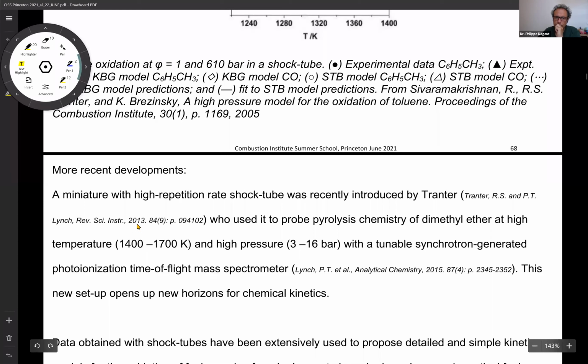This new setup clearly opens new horizons for chemical kinetics, because using this very sophisticated technique, they can probe the formation of intermediates. They can follow the concentration of radicals, and this is extremely useful when you want to calibrate your chemical kinetic reaction mechanism. Data obtained in shock tubes have been extensively used to propose detailed and simple kinetic models for the oxidation of fuels ranging from hydrogen to large hydrocarbons, and even commercial fuels such as gasoline and jet fuels. If you are interested, you can refer to these different papers or publications.